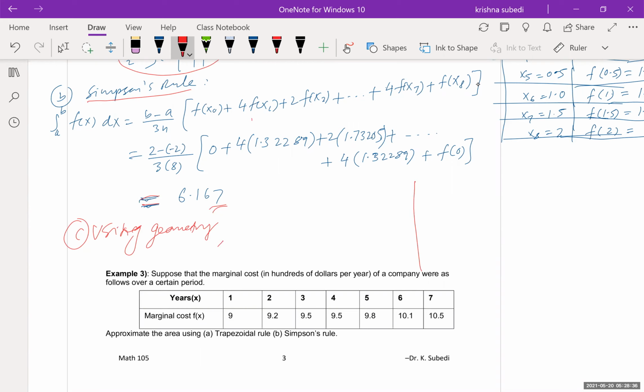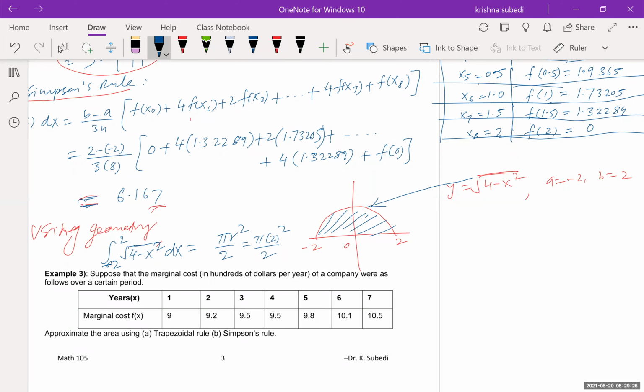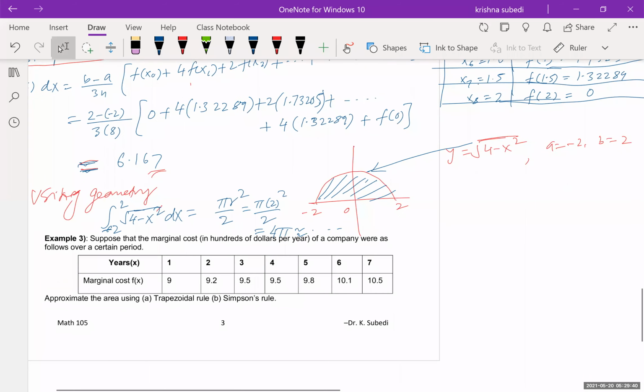here the function is given, y is square root of 4 minus x squared, and a is -2 and b is 2. If you draw the graph, this is your -2, this is your 2, and this is your function, right? That means we are trying to find this area, which means the integral from -2 to 2 of square root of 4 minus x squared dx actually means this is a semicircle. So pi r squared divided by 2, where r is 2 because the radius is 2, over 2. That's going to give me 2 pi. Let me just write it down here, which is approximately, you can calculate that by yourself.